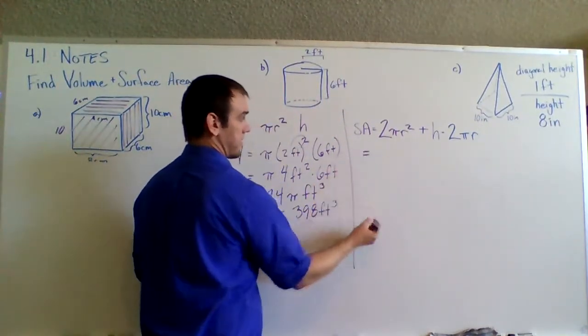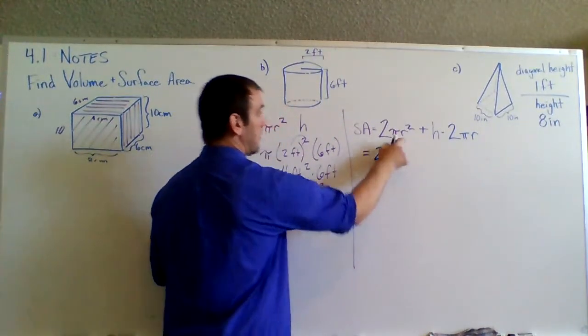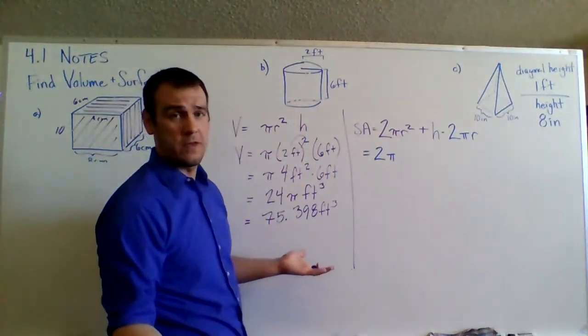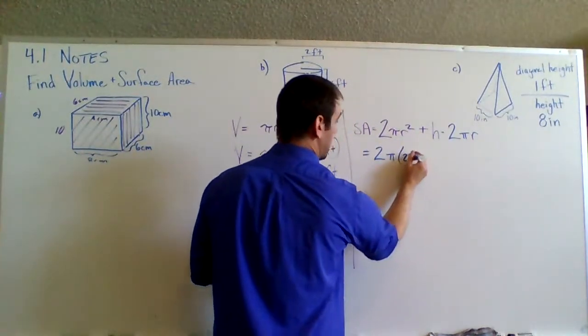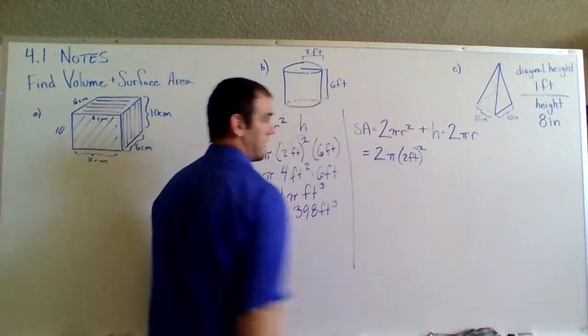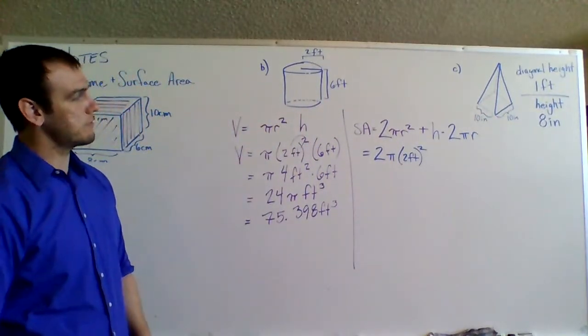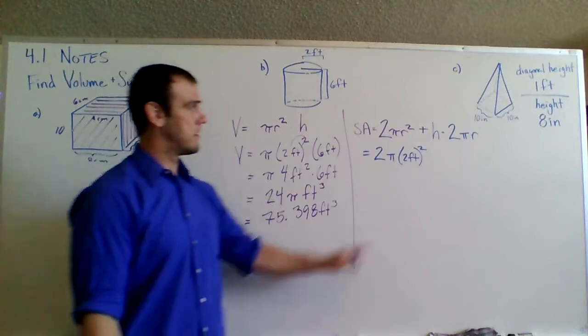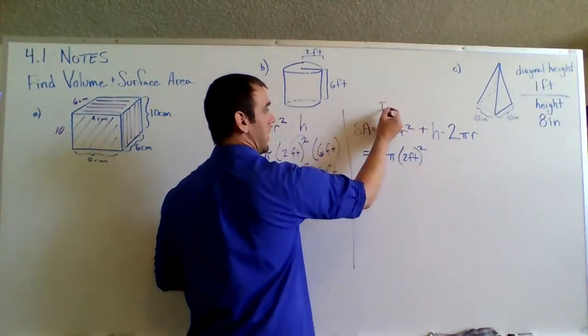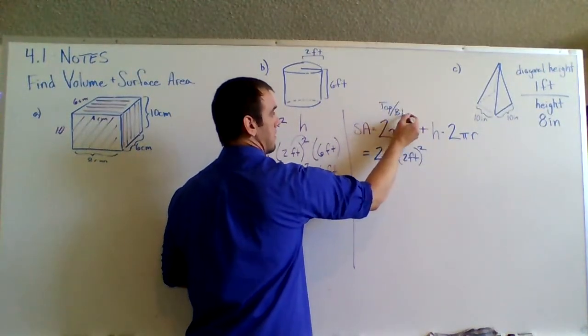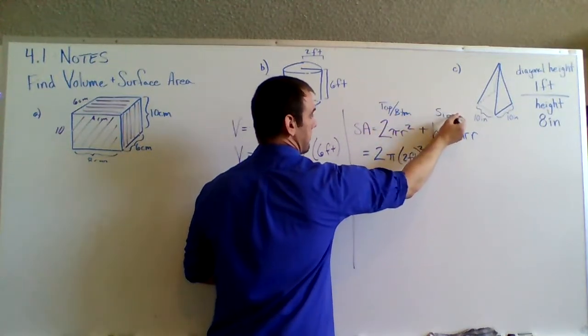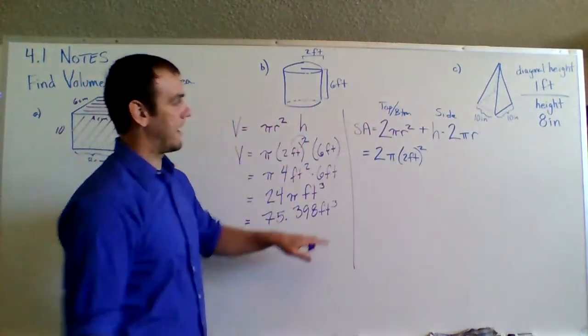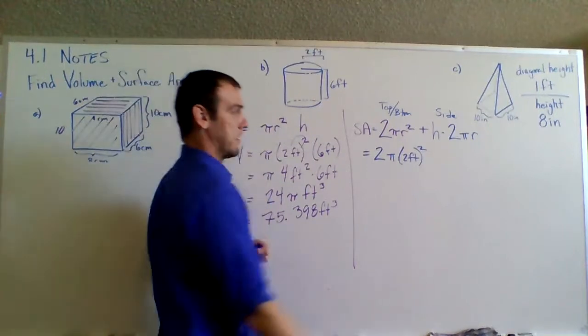So my surface area on this one is 2 pi. My radius here is going to be 2 feet. I'm going to take 2 feet and square that guy there. Okay, and I'm going to add that to my side, right? So this is top and bottom. This is my side. I'm going to add that, so my height is going to be 6 feet.